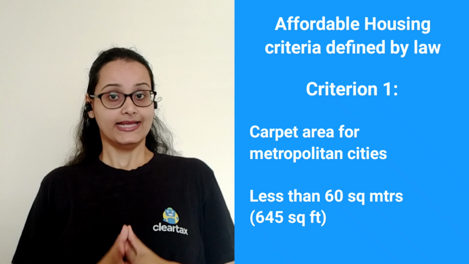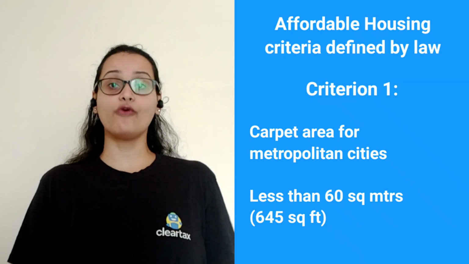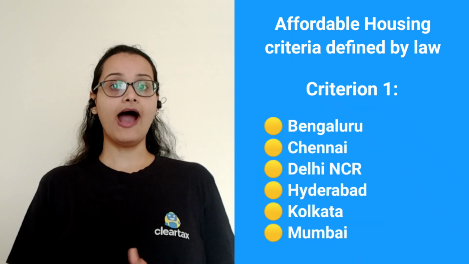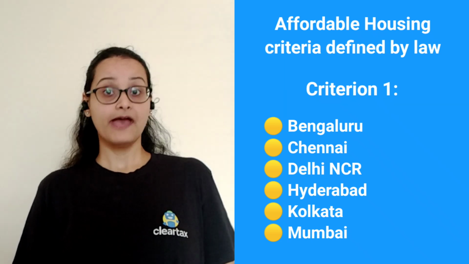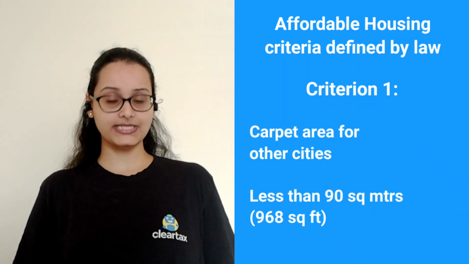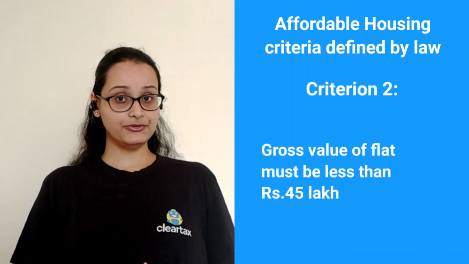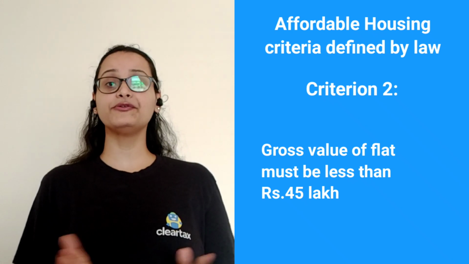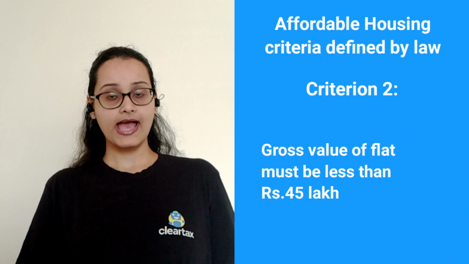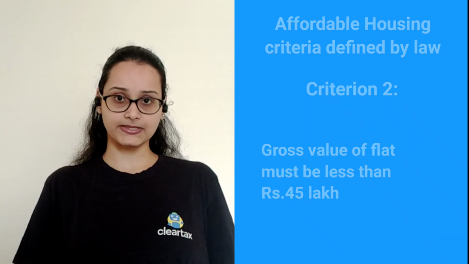Number 1. Carpet area must be less than 60 square meters, that is 645 square feet, in case of metropolitan cities such as Bengaluru, Chennai, Delhi NCR, Hyderabad, Kolkata and Mumbai, whereas it should be less than 90 square meters, that is 968 square feet, in any other cities of India. Number 2. The gross value charged for the flat or house cannot be more than Rs 45 lakh to fall under the affordable housing projects. The value includes undivided share of land and any other charges collected by the builder.